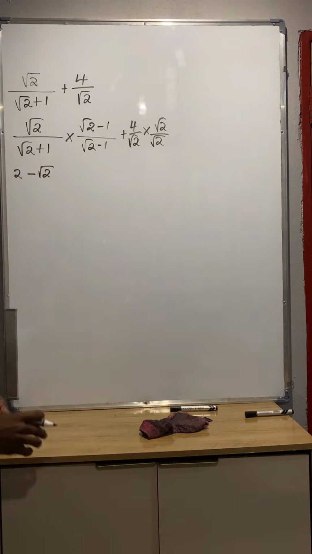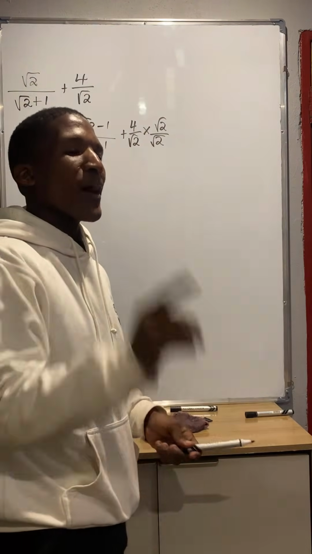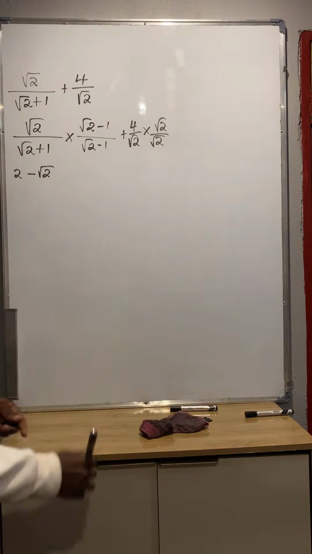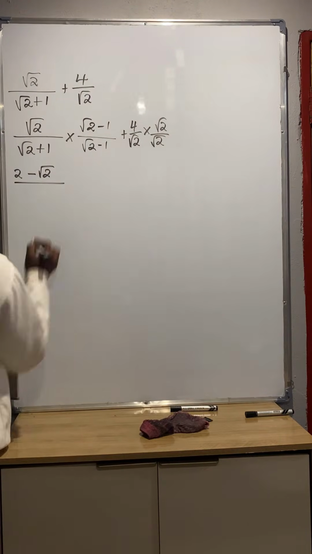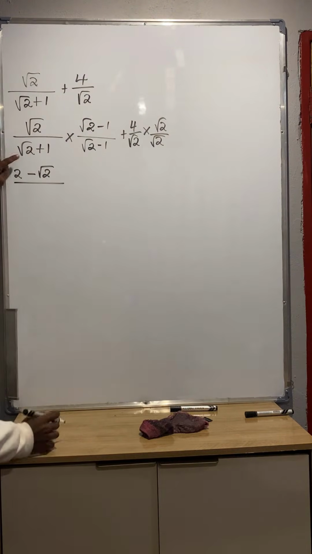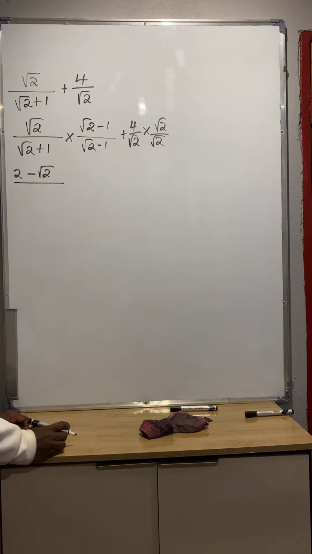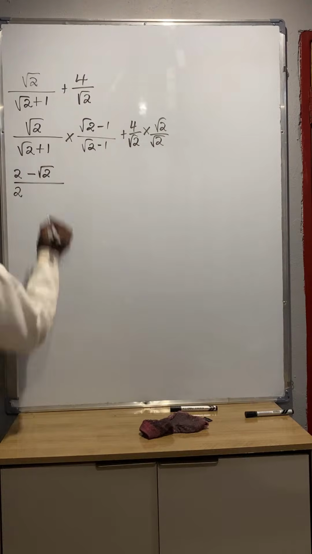Of 2. Remember the law of 1: whatever you multiply 1 with, it is that thing. Okay? Sharp. Then this is all over. Square root of 2 multiplied by the square root of 2. I repeat again, square root of 2 multiplied by the square root of 2, your answer is going to be 2.